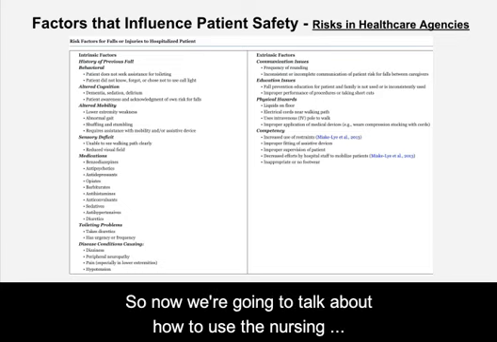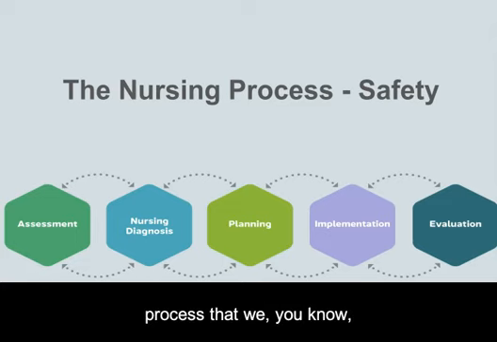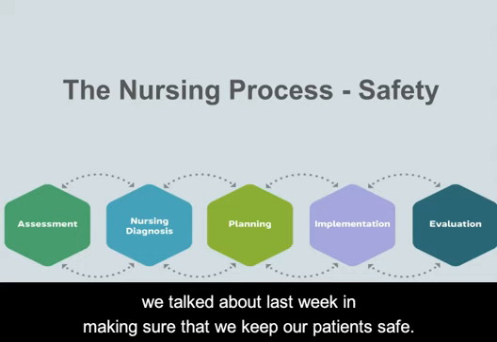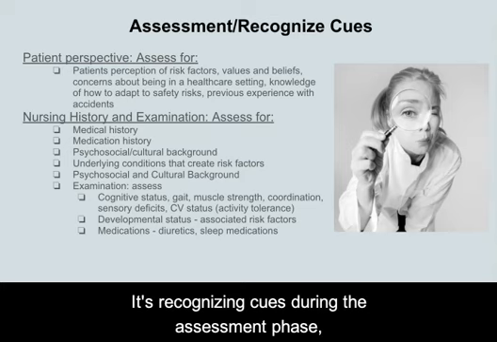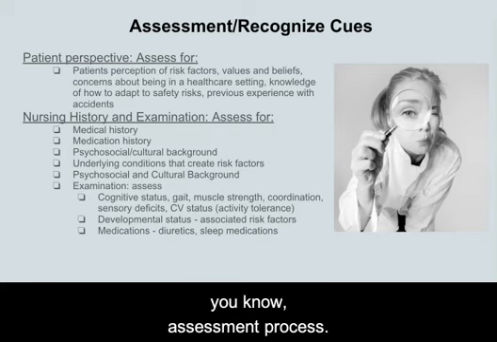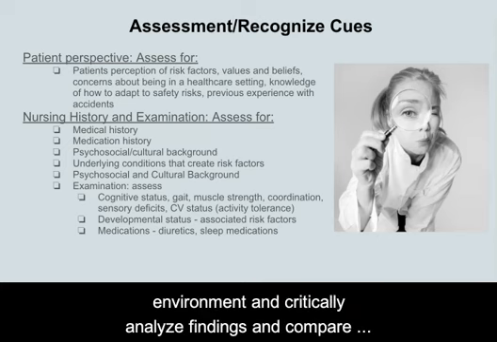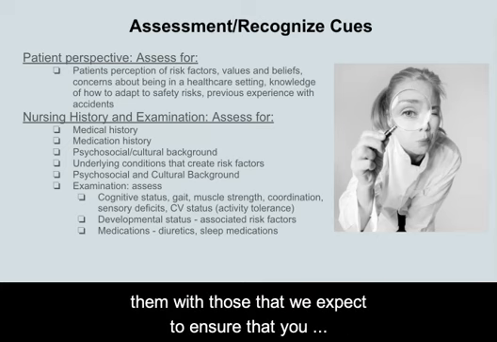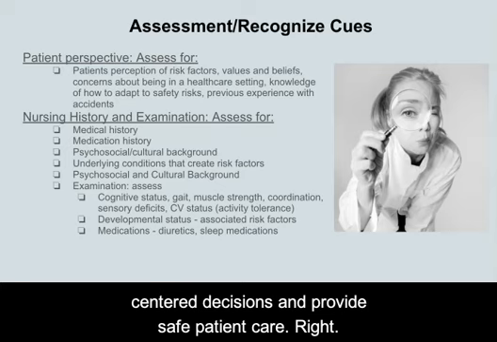So now we're going to talk about how to use the nursing process that we talked about last week in making sure that we keep our patients safe. The first stage is assessment. It's recognizing cues. During the assessment process, we have to thoroughly assess each patient and the environment and critically analyze findings and compare them with those that we expect to ensure that you have a thorough database needed to make patient-centered decisions and provide safe patient care, right?